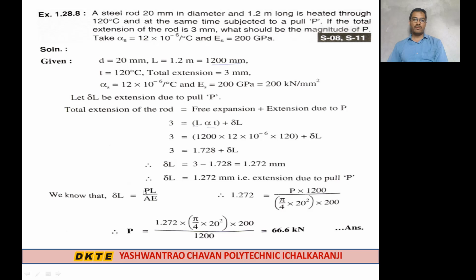Therefore, we know that DL is equal to PL upon AE. Put the value of DL, 1.272 is equal to P, L is equal to 1200, area is equal to pi by 4 d square, and E is 200 kilonewton per millimeter square. Therefore, load P we will get in terms of kilonewton. Value of P, that is load, is equal to 66.6 kilonewton.